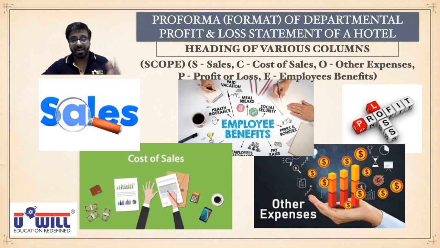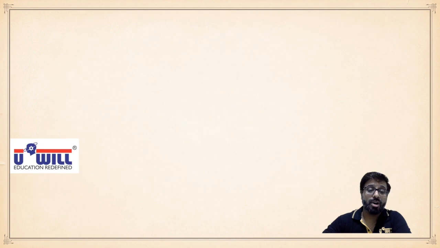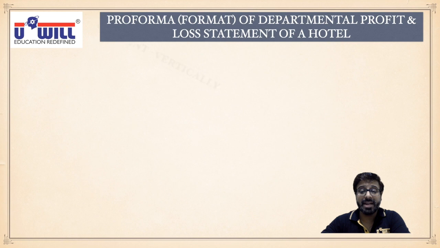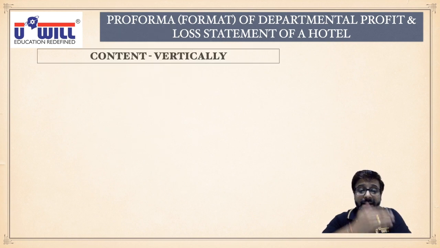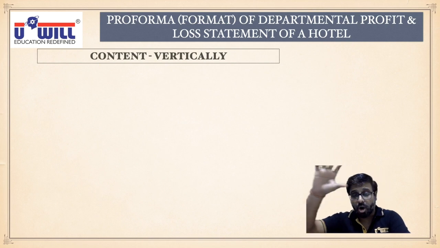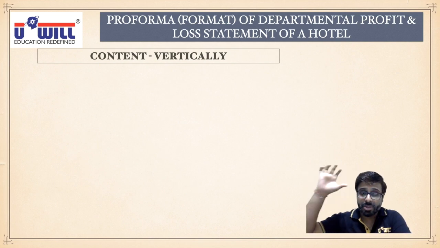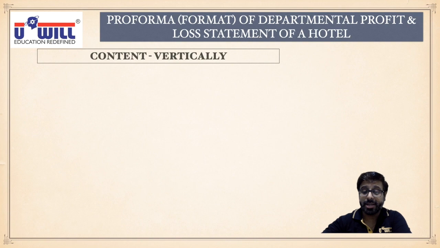I hope everyone remembers the first part of the profit and loss statement, that is the columns that are to be made. Now the second part of the profit and loss statement, we will understand the content vertically, the main content of the P&L statement. These are the columns we studied right now. Now which is the content which will come vertically?